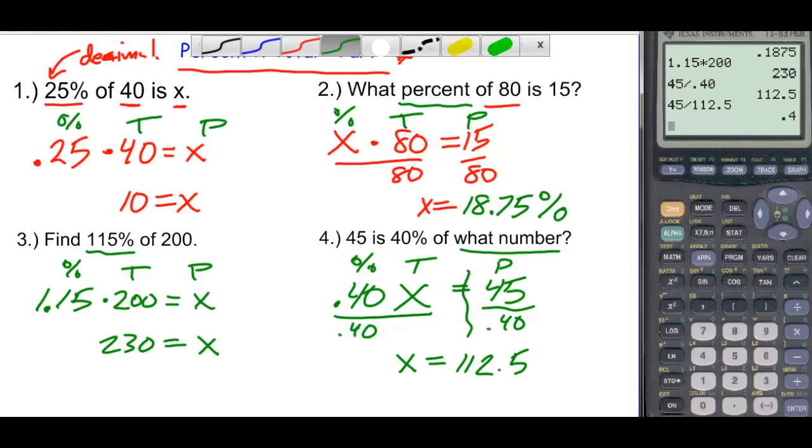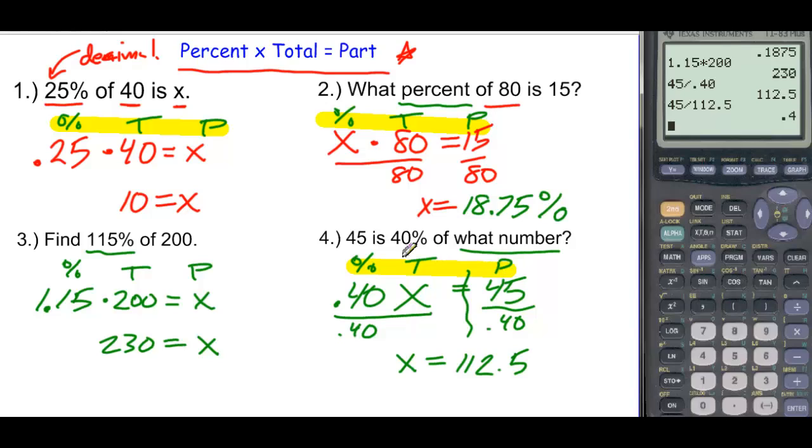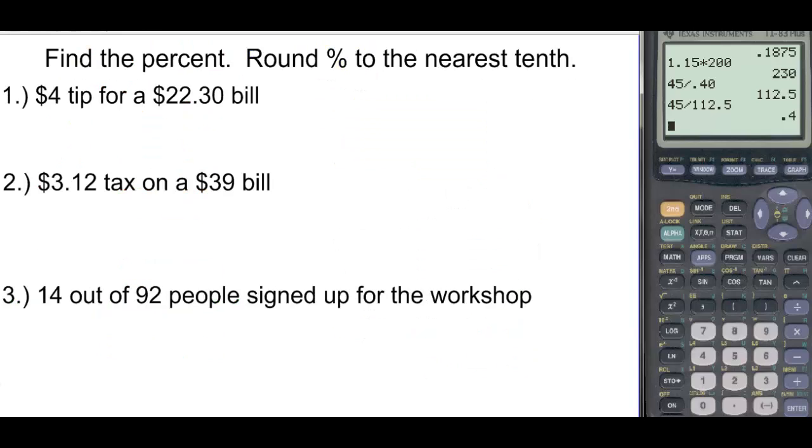But notice I do the same setup every single time. Percent total part, percent total part, percent total part. So that is the key setup for all of these. The same thing can be shown for here. Find the percent of the situation. So now we have to take it out of the context. So again, I'm going to do percent total equals part.